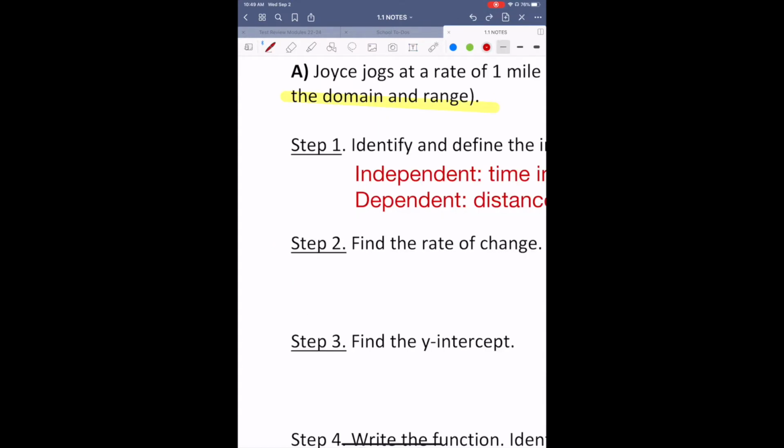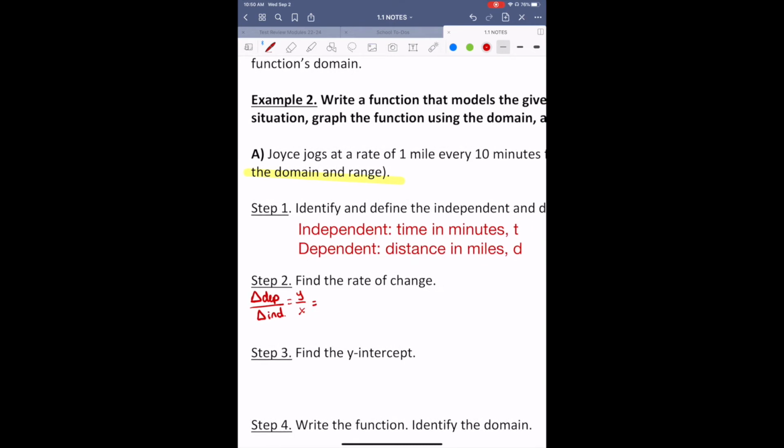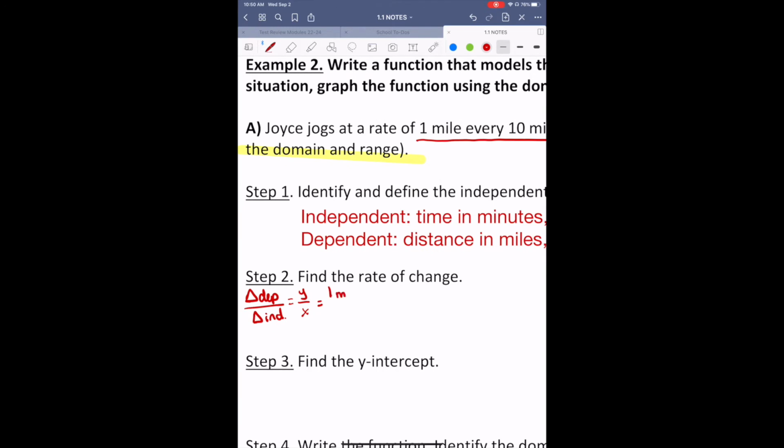Okay, second step is to find the rate of change. And remember, the rate of change is found by the change, and we use delta, this little triangle is delta, change in dependent over the change in our independent variable. In other words, y over x. Okay, so we already said the distance depends on time. So what is the change in distance? It tells us that the rate of change is 1 mile every 10 minutes. It's already set up for us. So 1 mile over 10 minutes. Okay, now this does give us our slope or rate of change. So in this case, it is 1 over 10 miles per minute.